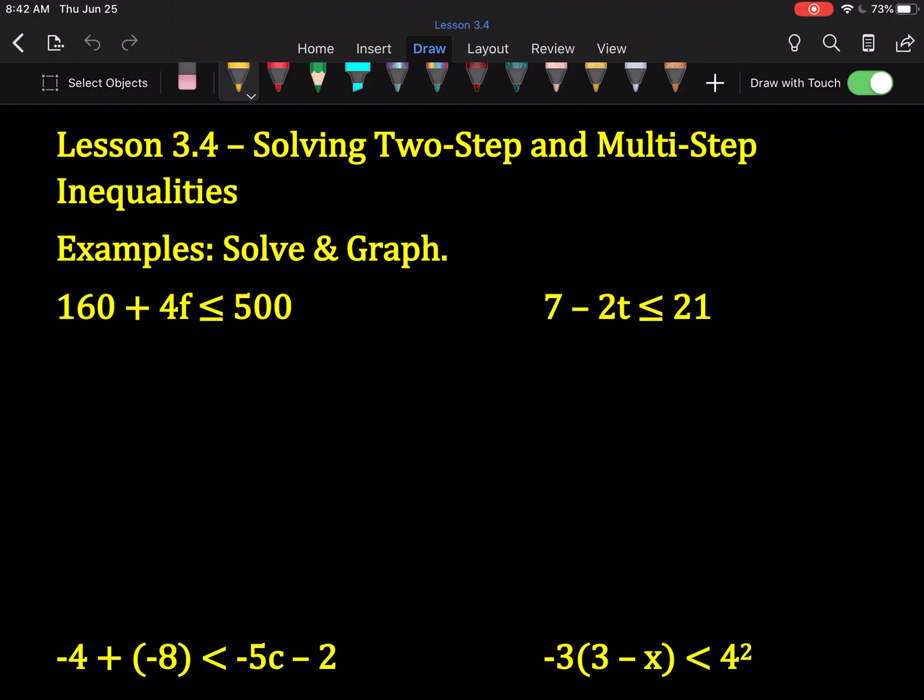Okay, so now we're just going to take the skills from the first half of Chapter 2 and combine them with what we've been doing. So these are going to be two and multiple step inequalities. So f is on the left side, that's good. We just got to get it by itself.